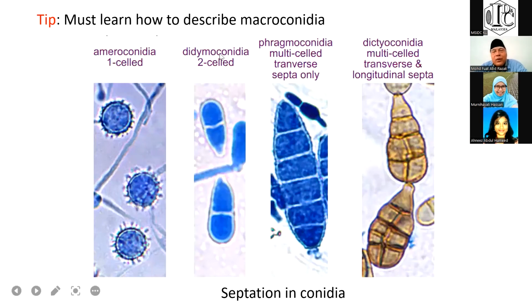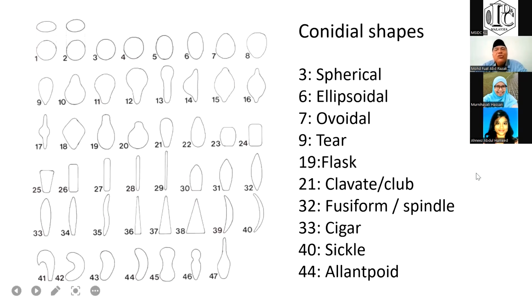If you have more than 2, there are 2 types of macroconidia in this group. One has only transverse septa, multi-cell, more than 2, but only transverse septa. This is called phragmoconidia. In other molds, it has transverse as well as longitudinal septa, multi-cell. So amerospores, didymoconidia, phragmoconidia, dictyoconidia are some of the key morphological characters found in macroconidia descriptions. Next, we have to describe shapes of the conidia.